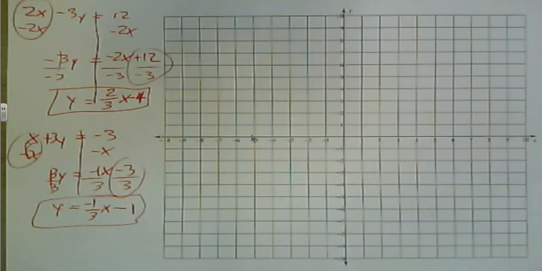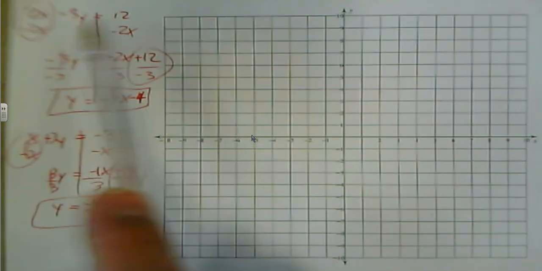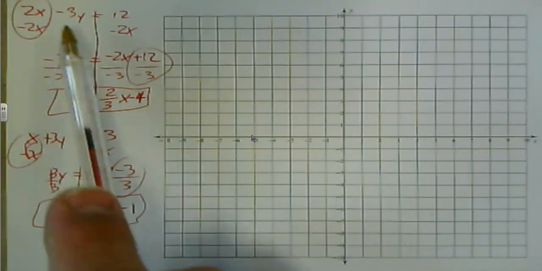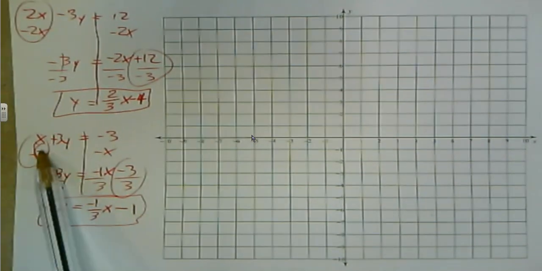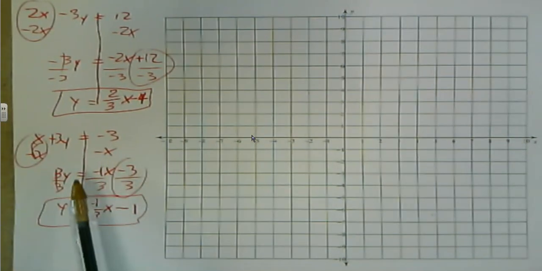All right, here we go. I did these already for you. I'm not going to mess around with this. I just subtracted 2x from both sides of the equation and then divided by -3. On this one, I subtracted 1x on both sides of the equation.